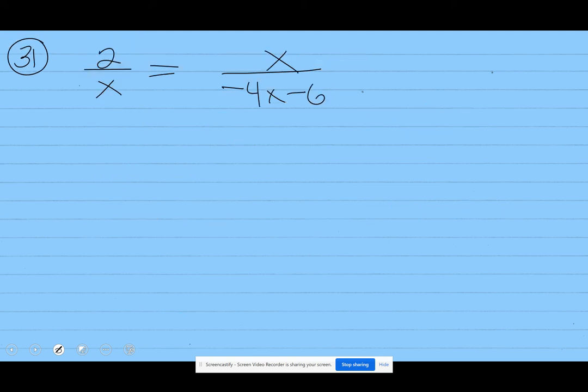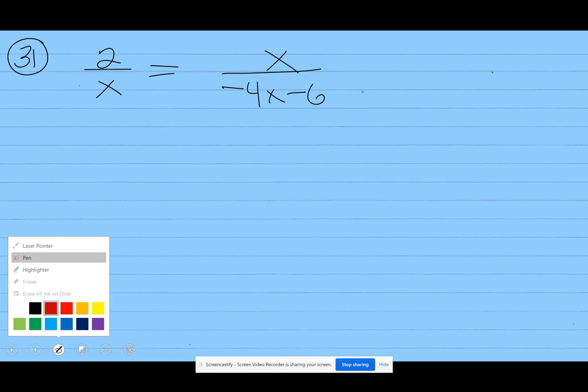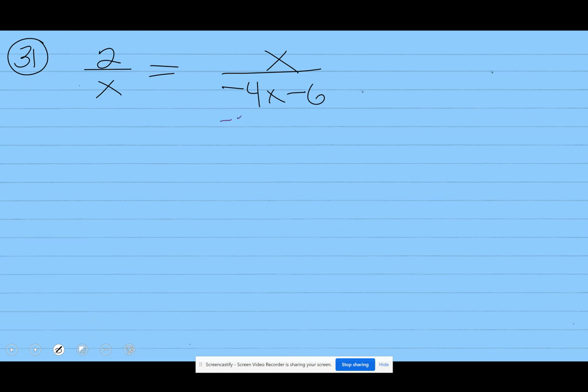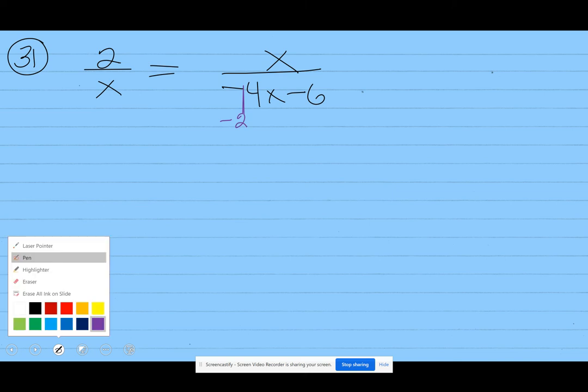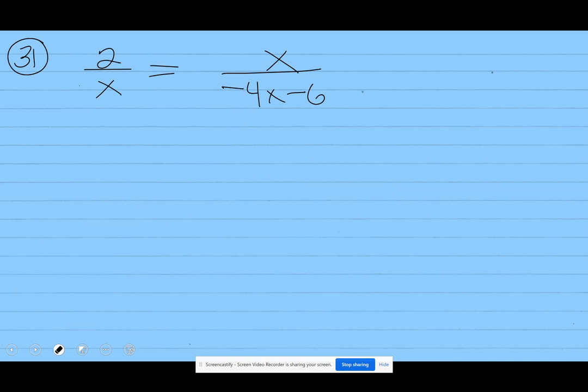Number 31, this is going to be a different one. Here we go. We're going to force cancel. I am going to factor out that, there's a negative 2. That's a common factor, so I'm going to factor that out. So negative 2, that'll give me 2x minus 3 plus 3. Make sure that's right. That's right. That's what that denominator is. I'm going to force cancel that.